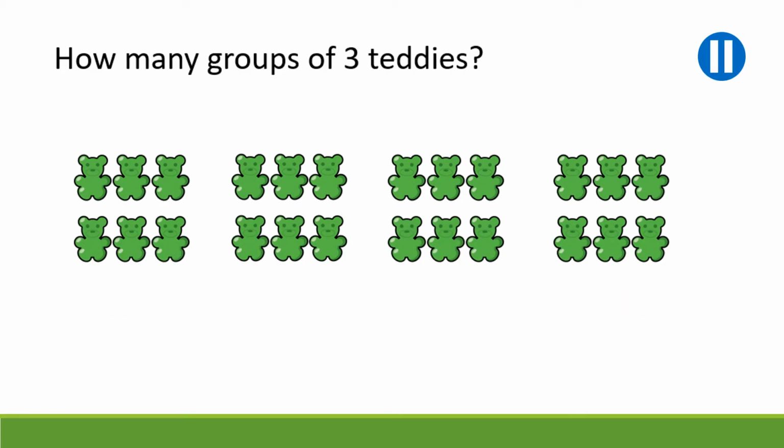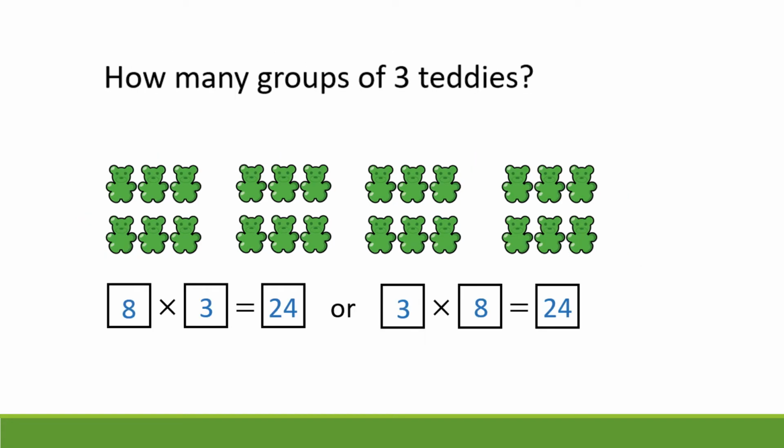Now take a look at this one. How many groups of 3 teddies can you see? Pause the video to have a think. There are 8 groups with 3 teddies in each. So 8 times 3 equals 24. Or we can say there are 3 teddies in each group, and there are 8 groups. 3 times 8 equals 24. Did you get that number sentence correct?